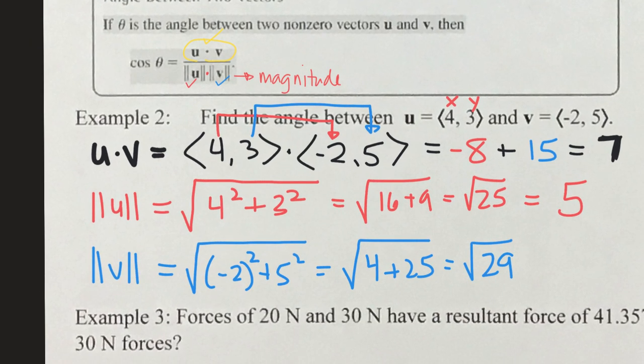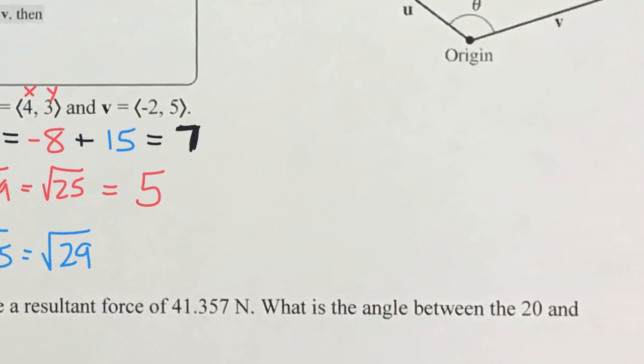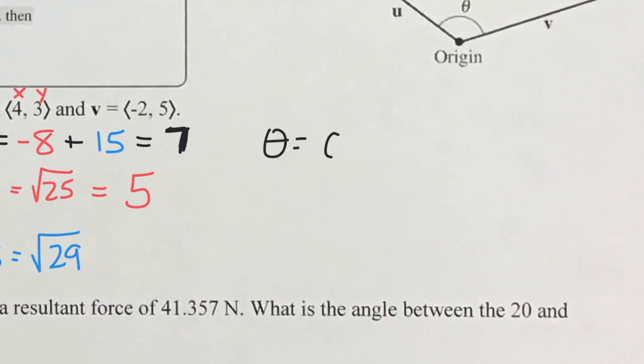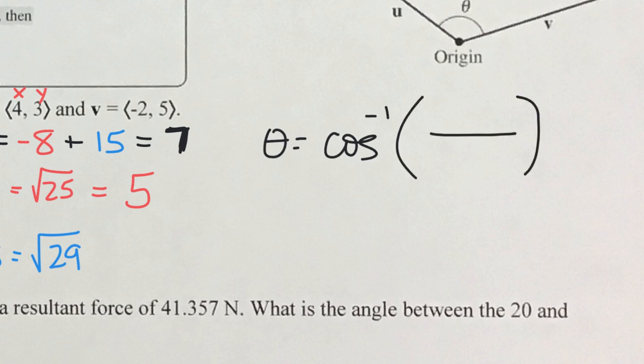Now let's go to our formula. So I'm going to solve this for theta, which means I take the inverse cosine of both sides. Okay, so my answer is theta equals inverse cosine of. On top goes my dot product. u dot v was 7. The dot product of these two vectors is 7. And in the denominator, the magnitude of our u vector, which was 5, times the magnitude of v, which is root 29.